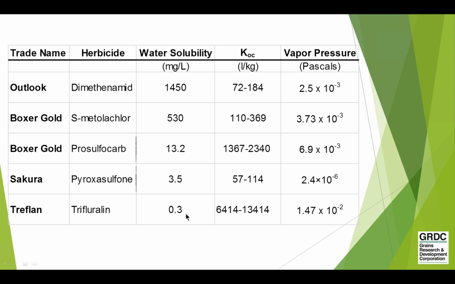And this is kind of the reverse of the herbicide solubility, again, except for pyroxasulfone. So of these 5 herbicides, trifluralin has the highest vapor pressure, which means it's the most volatile, followed by the dimethenamid and metolachlor and prosulfocarb. All 3 of these are essentially the same in volatility. And the least volatile is pyroxasulfone. Although it has a very low water solubility, it is very non-volatile. And this is important in order to understand some of the factors affecting pyroxasulfone activity.